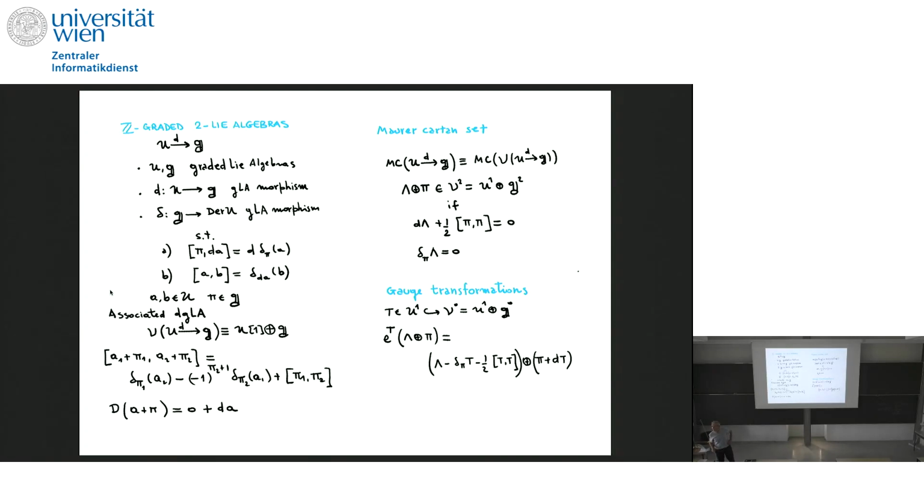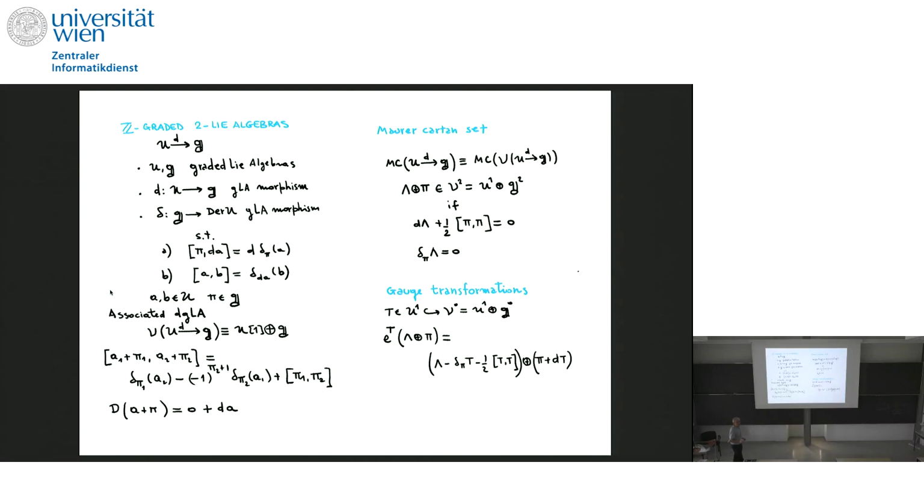Sorry? Yes. E and delta are degree zero, yes. And so let me just summarize the definition. And you see, for those who know, it's exactly the same definition of Thule algebras, but with only the remark that the Lie algebras are graded Lie algebras. So we have two graded Lie algebras, U and G, and two graded Lie algebra morphisms, one which I call D that goes from U to G, and one that I call delta that goes from G to the graded Lie algebra of derivations of U. It's the cross module, yes.